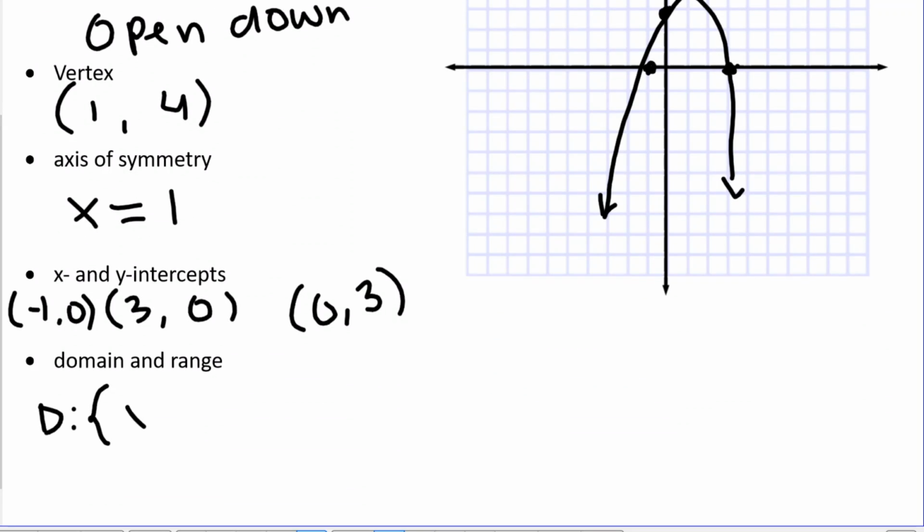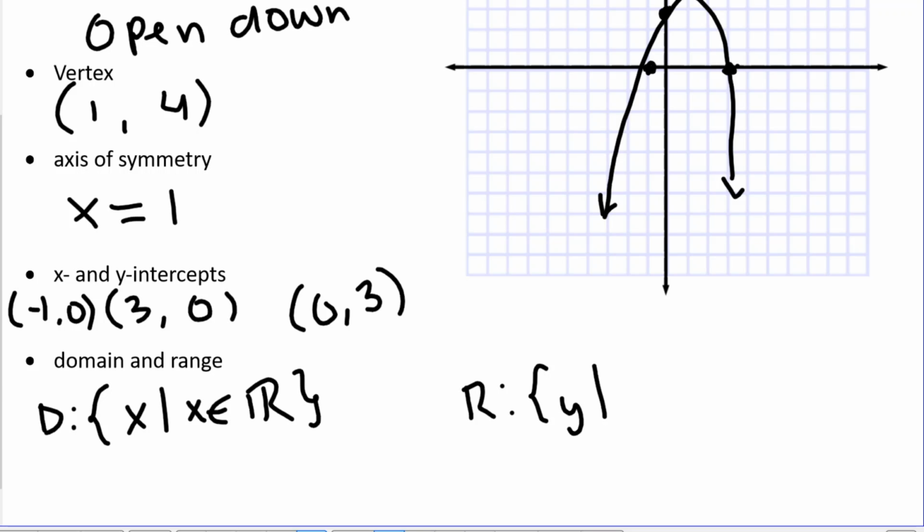My domain, I say I have x's such that, and I'm going to start to realize that every single time my domain is x is an element of the real numbers. Because every single time my graph is going to go infinitely far left and infinitely far right. My range, on the other hand, depends on where my vertex is. Right? Remember we said that it came from the y value of our vertex. So yes, it's still going to be a +4.